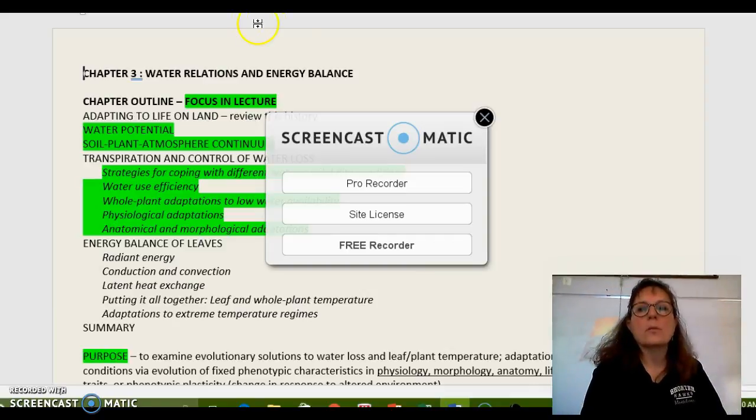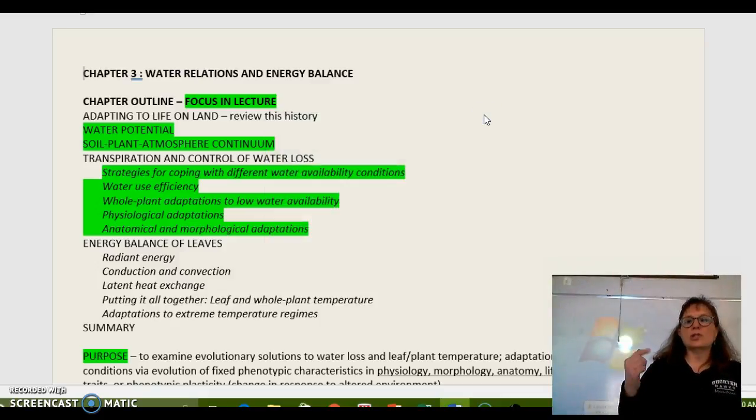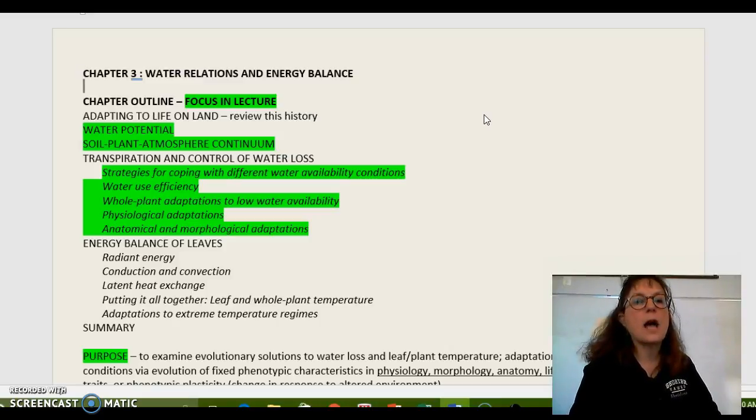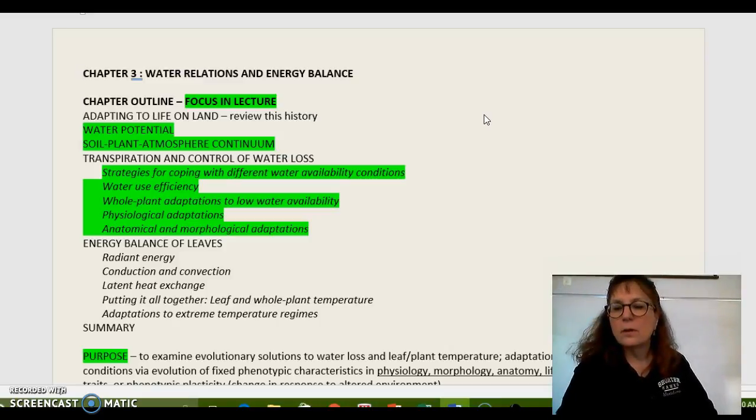Okay, so we are looking at Chapter 3, Water Relations. We're still in Module 1, looking at the individual and its environment. Last time we talked in Chapter 2 about light, and this time we are talking about water relations and energy. So where did I leave off?